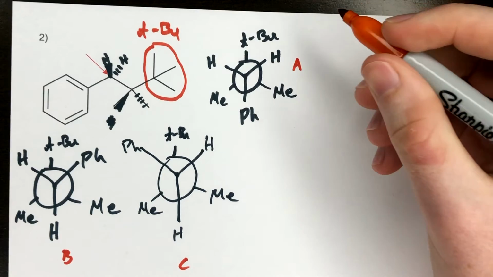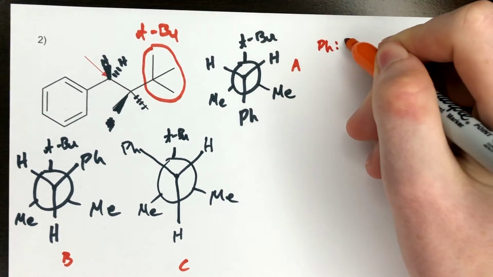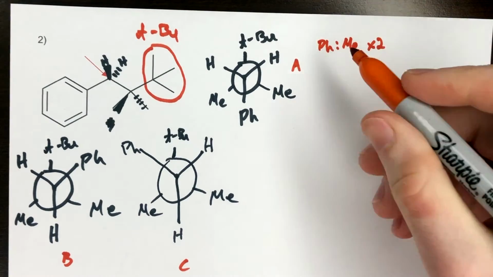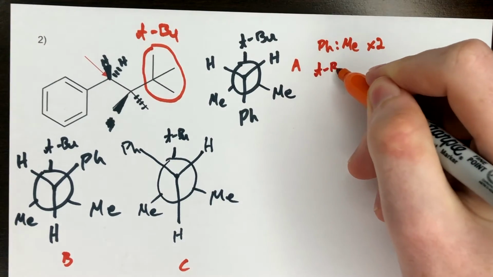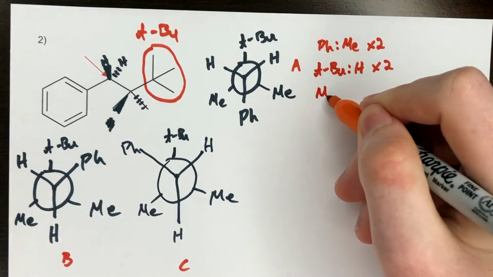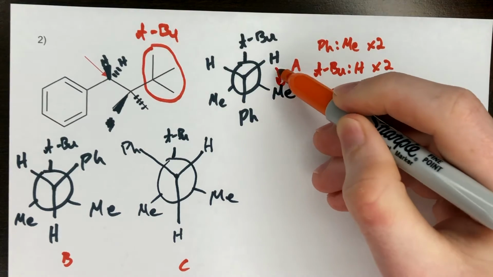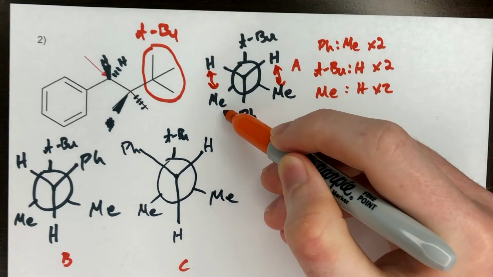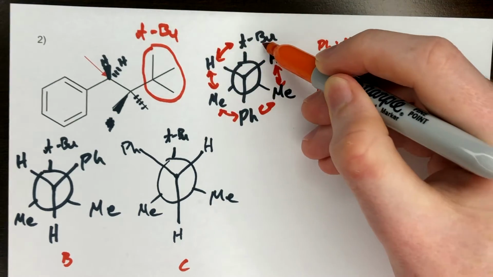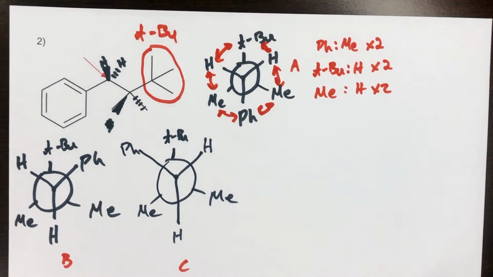So A, we have 2 phenyl-methyl interactions. We have Gauche interactions again. These are all staggered. And we have 2 T-butyl hydrogen interactions, and then 2 methyl hydrogen interactions. All right. Here's our methyl hydrogen interactions. Here's the methyl phenyl. Here's the T-butyl hydrogen, and that is all 6 of them. Okay, let's move to B.